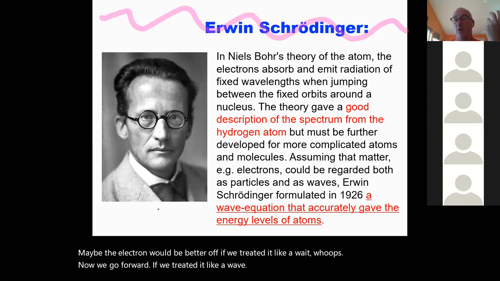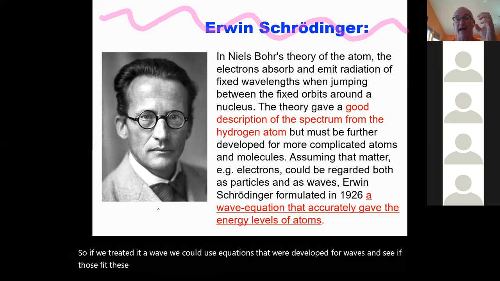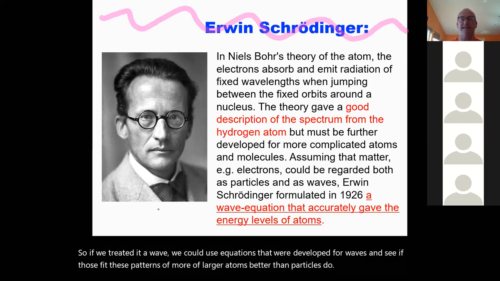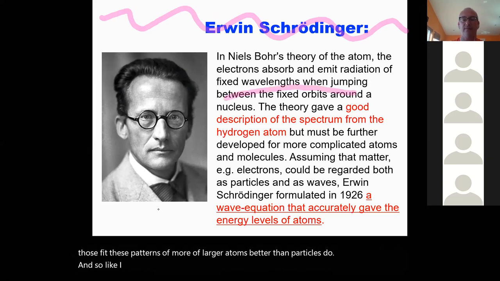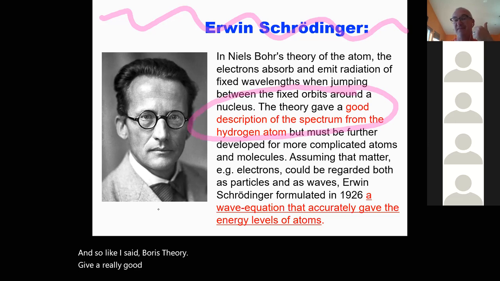So if we treated it like a wave, we could use equations that were developed for waves and see if those fit these patterns of larger atoms better than particles do. And so, like I said, Bohr's theory gave a really good description of the hydrogen atom. It gave almost totally accurate and precise answers.